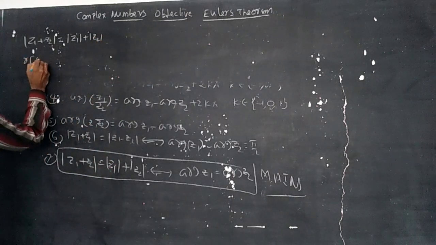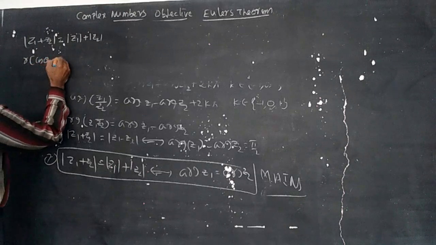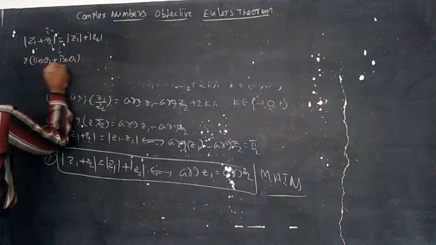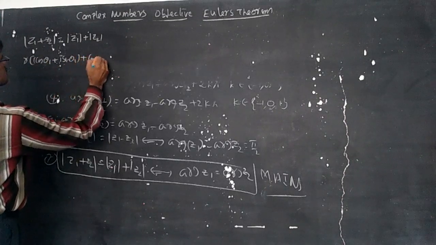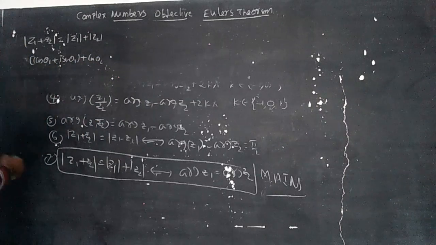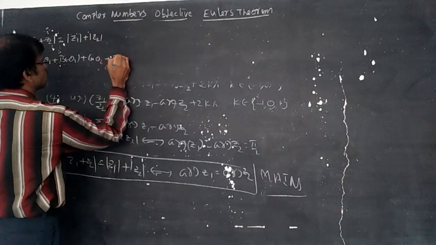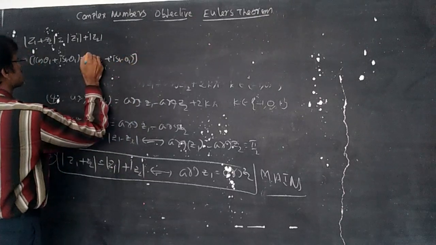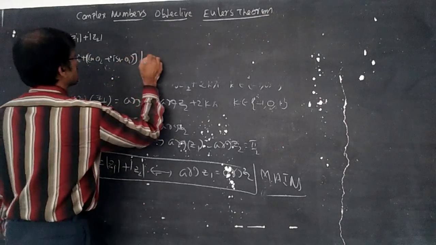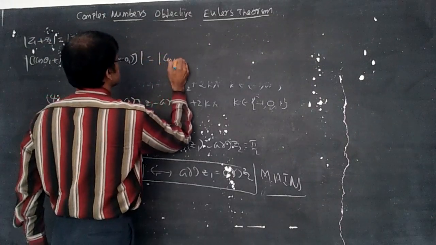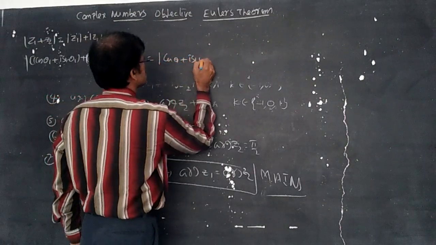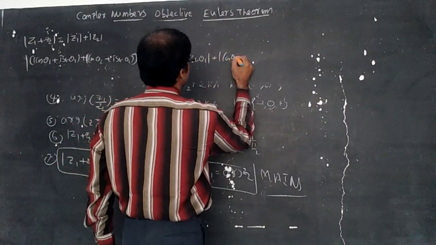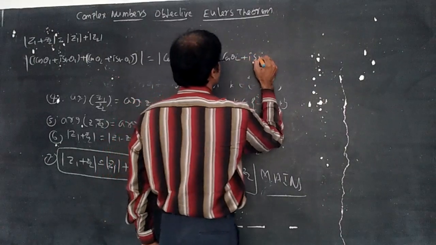R into cos theta 1 plus i sin theta 1, plus R into cos theta 2 plus i sin theta 2. Don't take R, simply cos theta 2 plus i sin theta 2 over modulus. This is equal to, this is over modulus cos theta 1 plus i sin theta 1, plus over modulus cos theta 2 plus i sin theta 2.